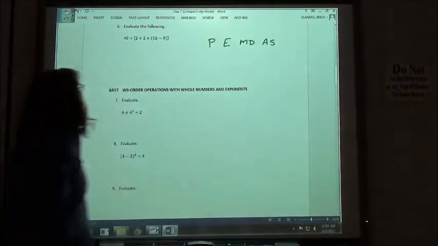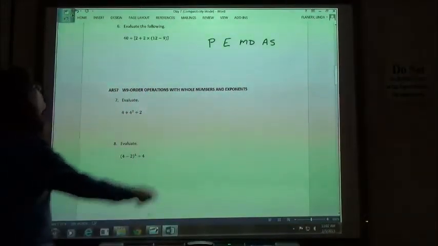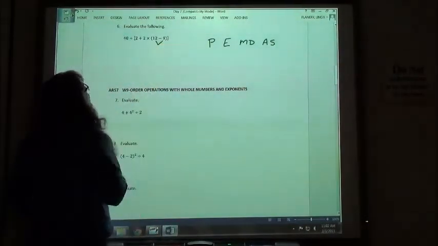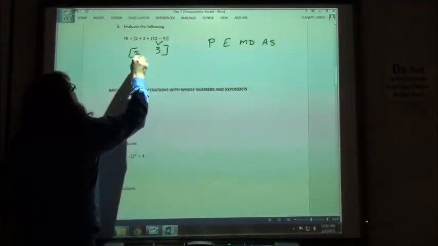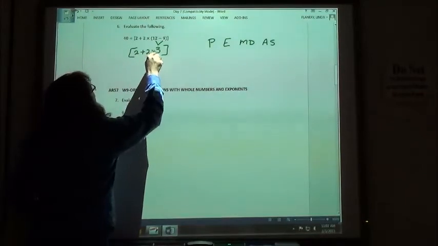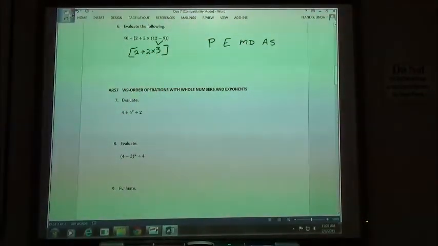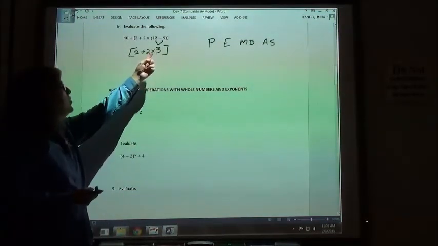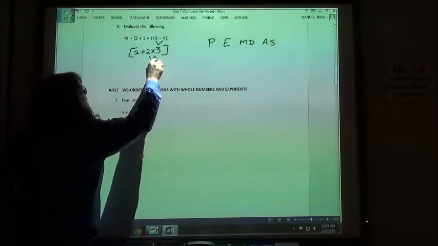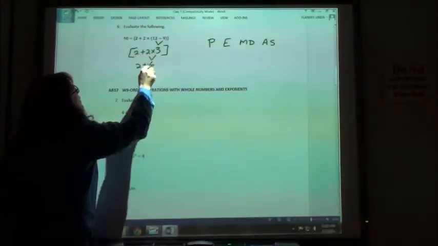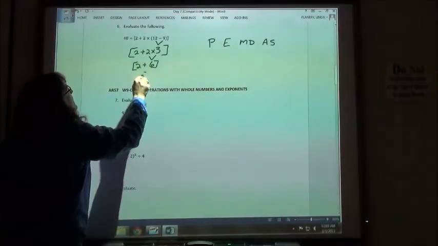So following my order of operations on number 6, I'm starting with my innermost parentheses. 12 minus 9 is 3. So in the brackets, I've got 2 plus 2 times 3. Again, following my order of operations inside those brackets, I have to do the multiplying before I do the adding. 2 times 3 is 6. So I have 2 plus 6, and 2 plus 6 is 8.